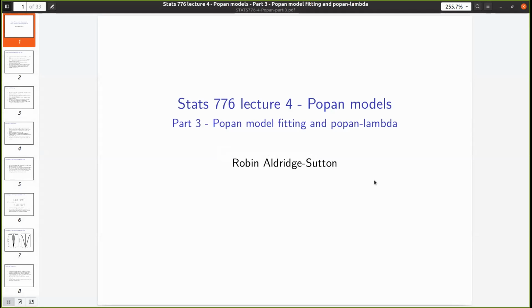Hi everyone, Robin here again with part 3 of lecture 4 on POPAN models. This time we're going to be talking about POPAN model fitting and the POPAN lambda model.